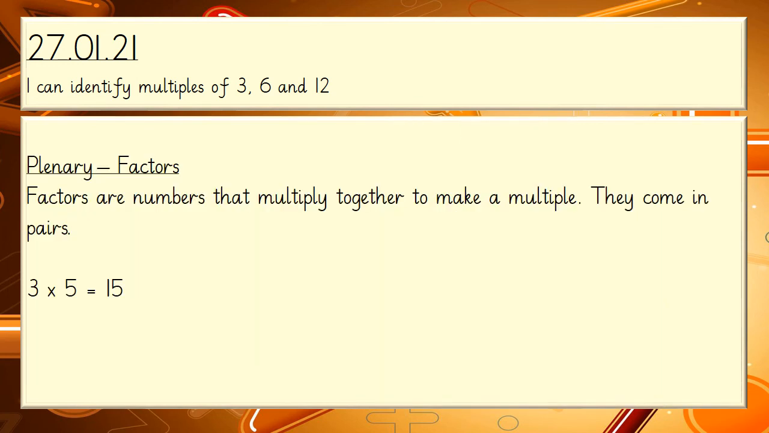Now let's have a look at what we're going to be solving tomorrow. Tomorrow we're going to be doing factors. Factors are numbers that multiply together in order to make a multiple. They usually come in pairs. For example, to make the multiple 15, we would use the factor pairs of 3 and 5, because 3 times 5 makes 15. Another factor pair might be 1 and 15, because 1 times 15 makes 15. This is something that we'll be doing tomorrow.